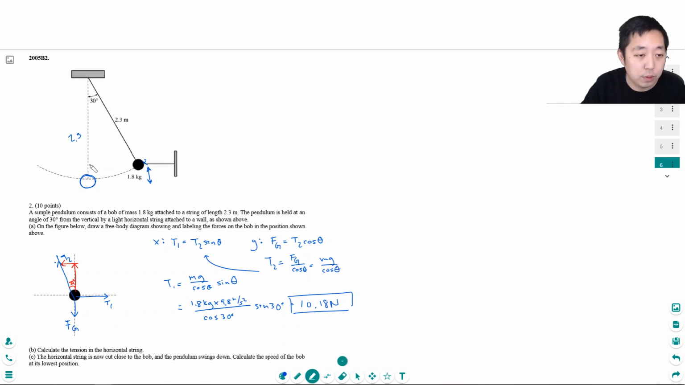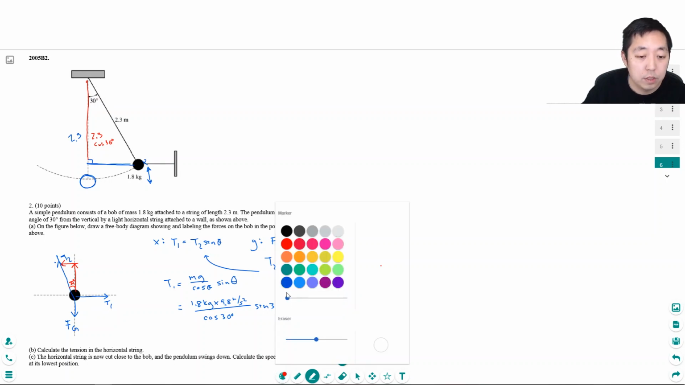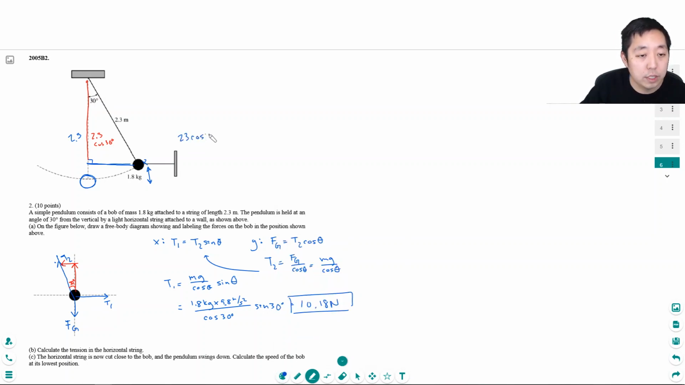So if I think of this 2.3, and I think of this going horizontal, I can make a right triangle. If this is 2.3, I can figure out what this side is. This side right here is 2.3 times cosine of 30 degrees, because cosine of 30 degrees would be the length of this part here to this point divided by the hypotenuse, adjacent over hypotenuse. So 2.3 cosine 30 degrees. Cosine is root 3 over 2. So it's 2.3 times root 3 over 2.